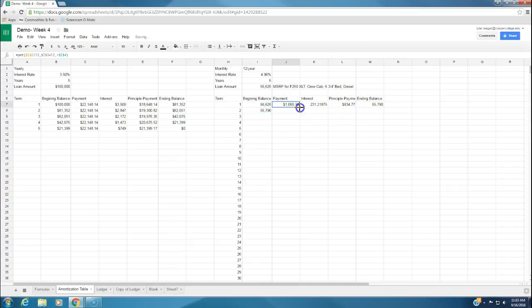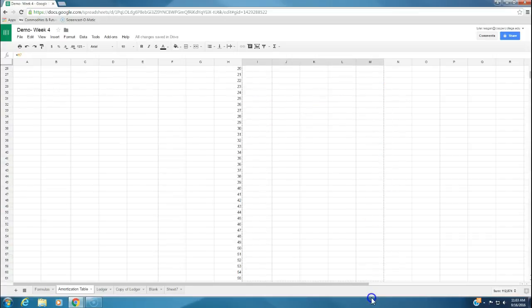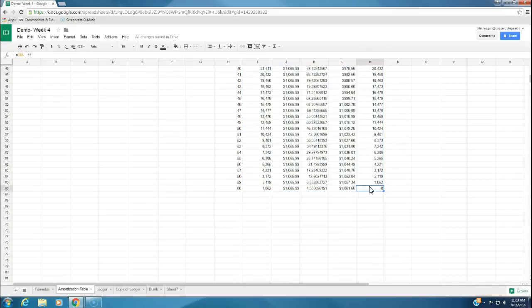The payment, we can drag it down because everything is cell referenced. Interest, we can drag that down. The principal payment is dragged down, and the ending balance is all dragged down. So what we do is we highlight these, and we can drag it all the way down to the bottom. And we see that we have done it right by finding a 0 down here.